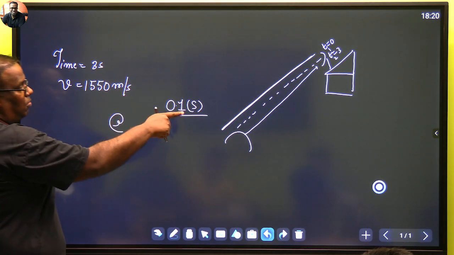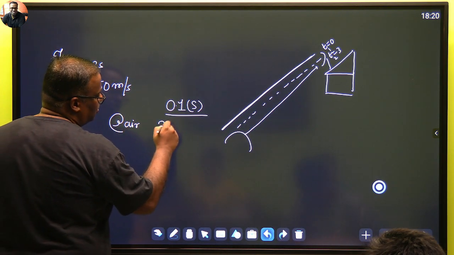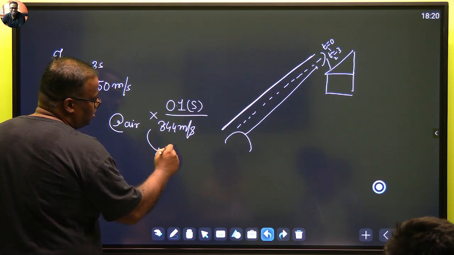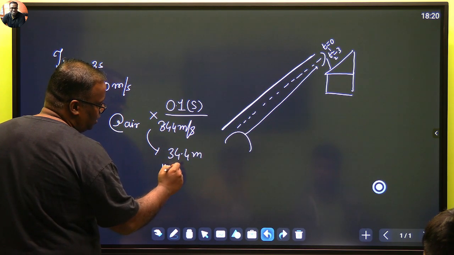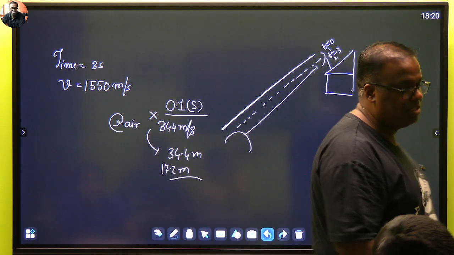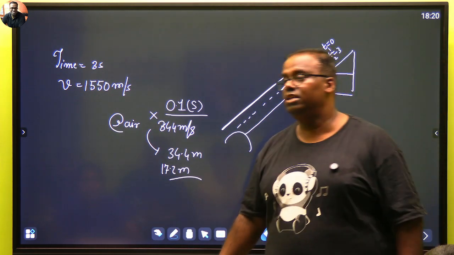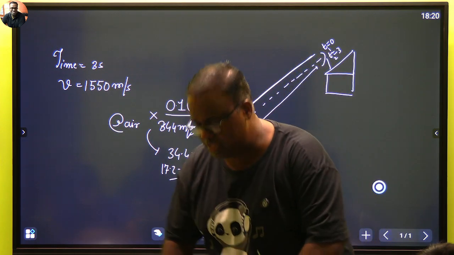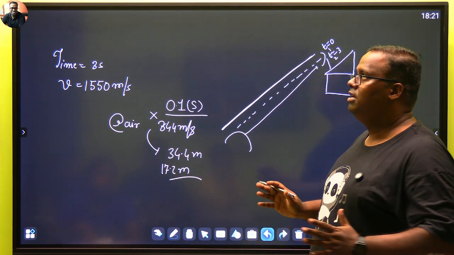Now you did this problem in water, but generally in air the speed of sound is taken to be roughly how much? 344 meters per second. So the total distance traveled is 34.4 meters. That means the object should be 17.2 meters away. 17.2 meters is the minimum distance of the object for us to clearly receive an echo. Okay, two more things, and in our next topic we will go to applications of ultrasound and other concepts like sound and light.